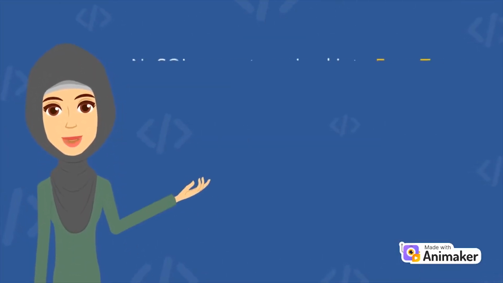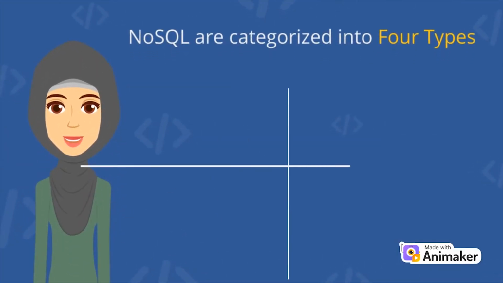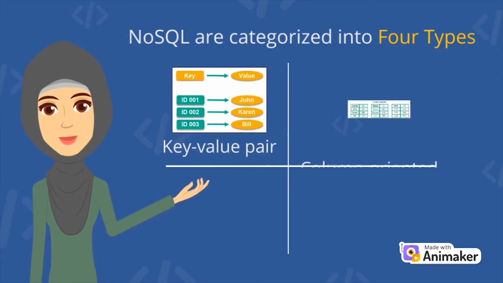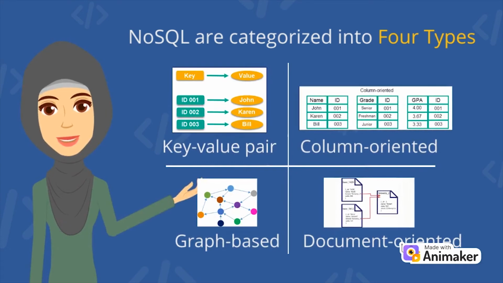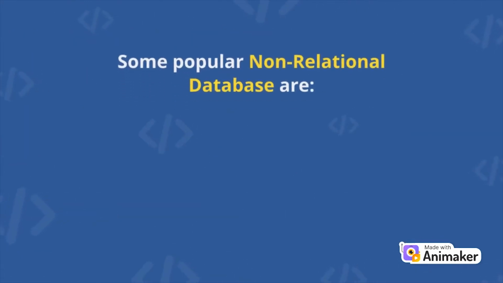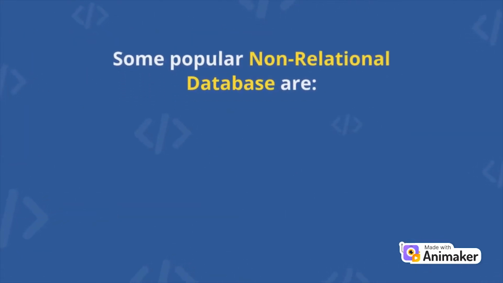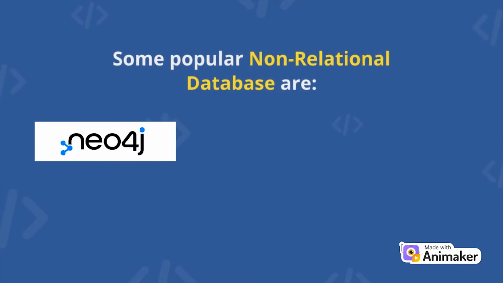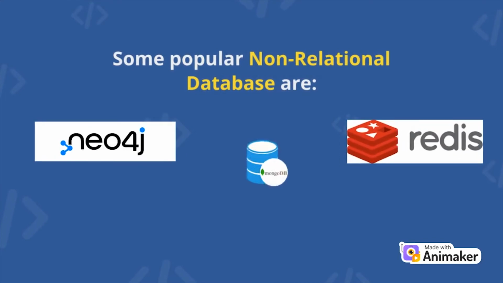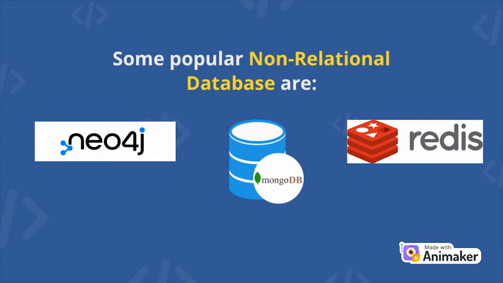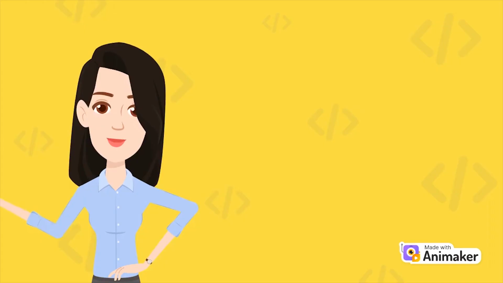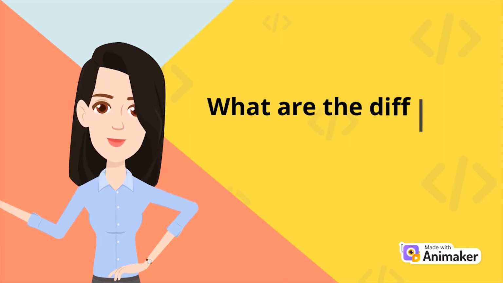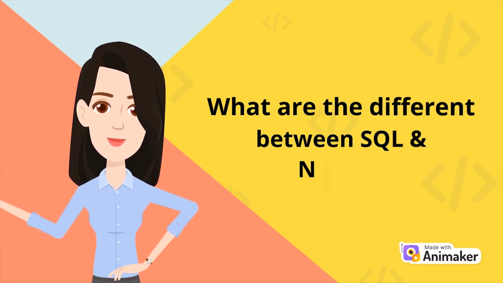NoSQL databases are mainly categorized into 4 types: key-value pair, column-oriented, graph-based, and document-oriented. Some popular non-relational database systems are Neo4j, Redis, MongoDB, Cassandra, Apache HBase. After understanding both databases, we will head for the differences between SQL and NoSQL.